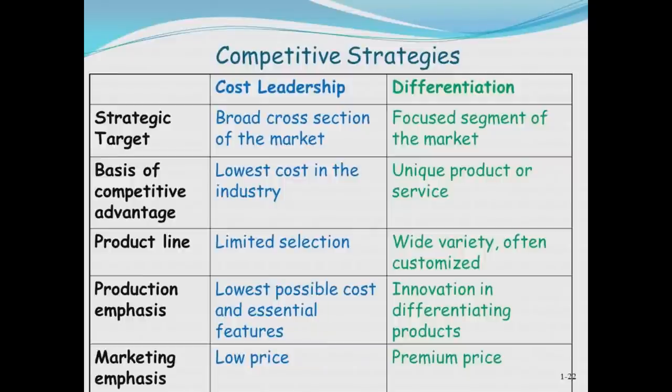cost leaders are looking to hit a broad cross-section of the market. Differentiators are focused on a segment of the market that's specific to them. Your competitive advantage will be the lowest cost versus unique service or product. You have a limited product line versus a wide product line. You have a wide product line for differentiators because each product's going to be targeted to a different segment of the market. You emphasize low costs and essential features versus innovation and marketing. I don't think you market the premium price. You market the premium functionality, and people will pay the price for that.